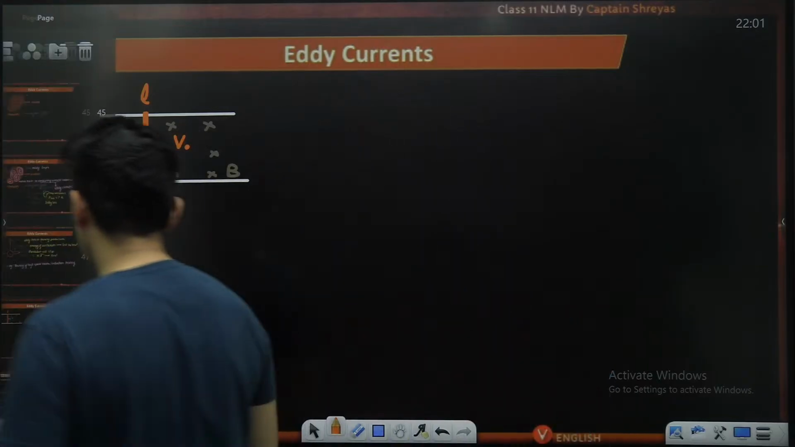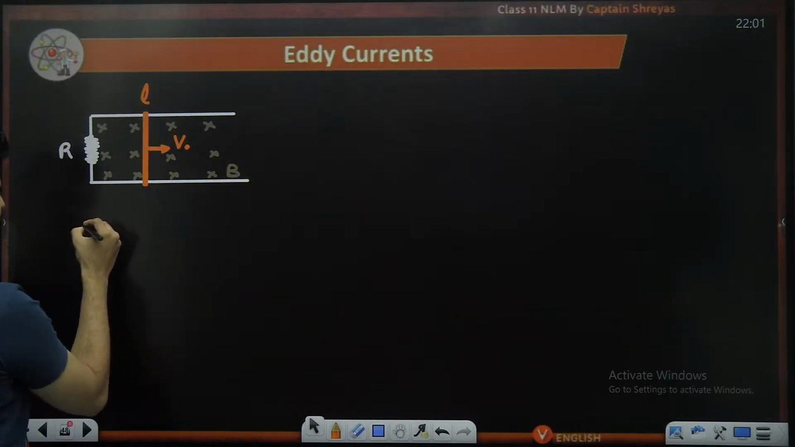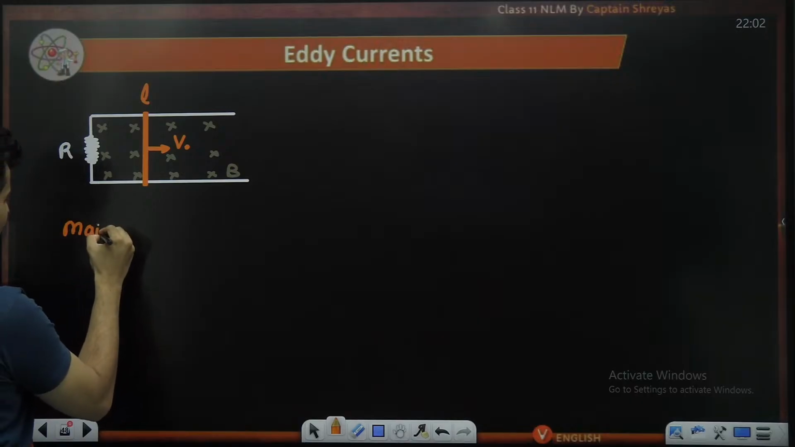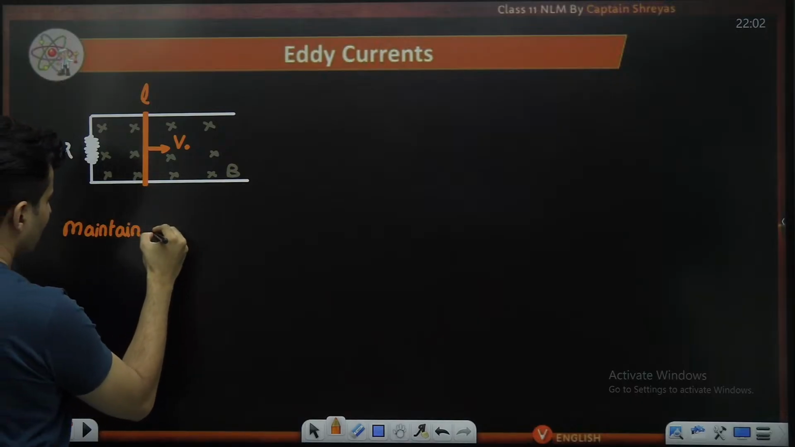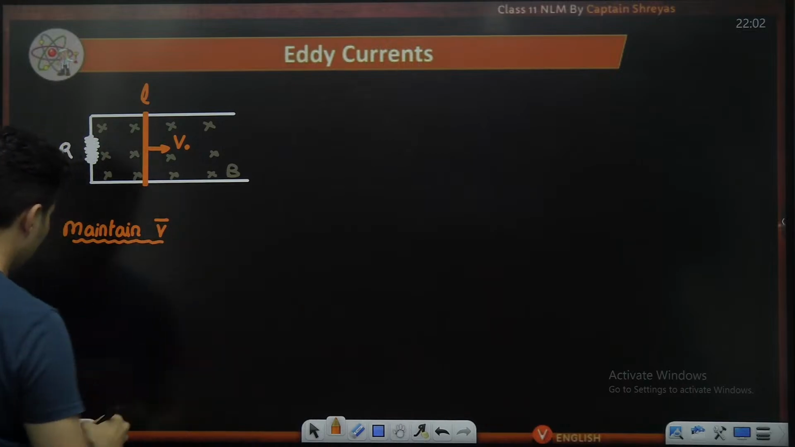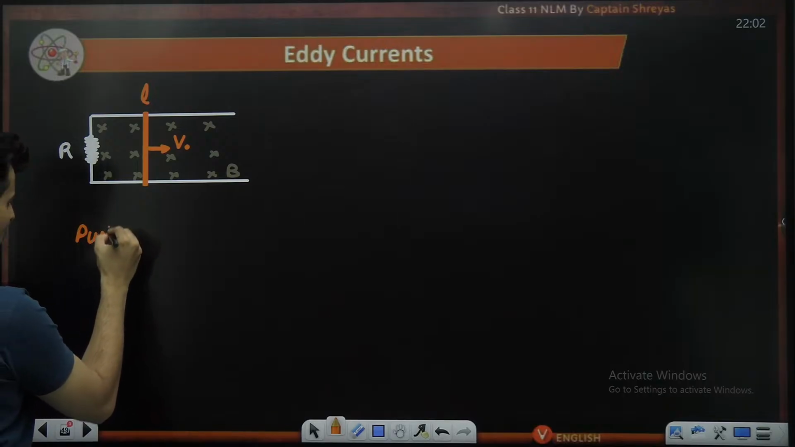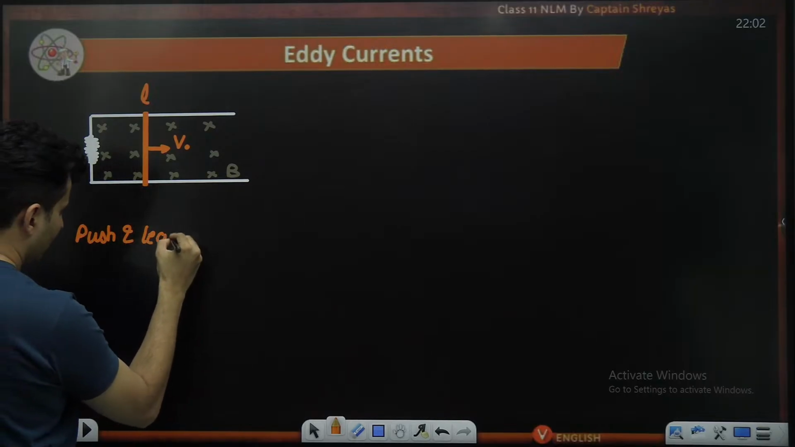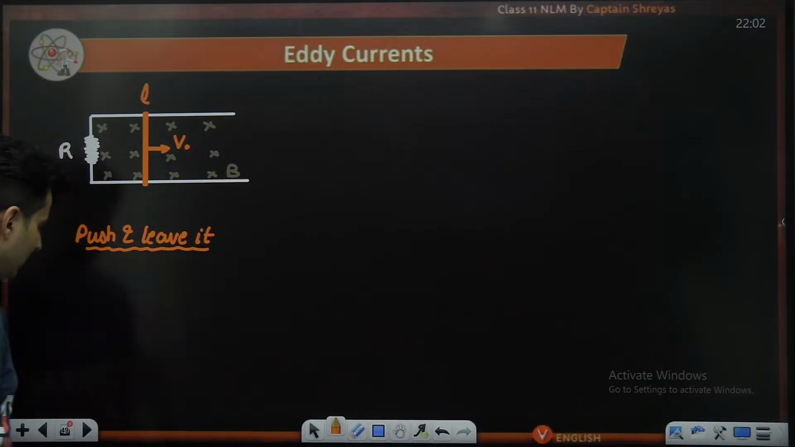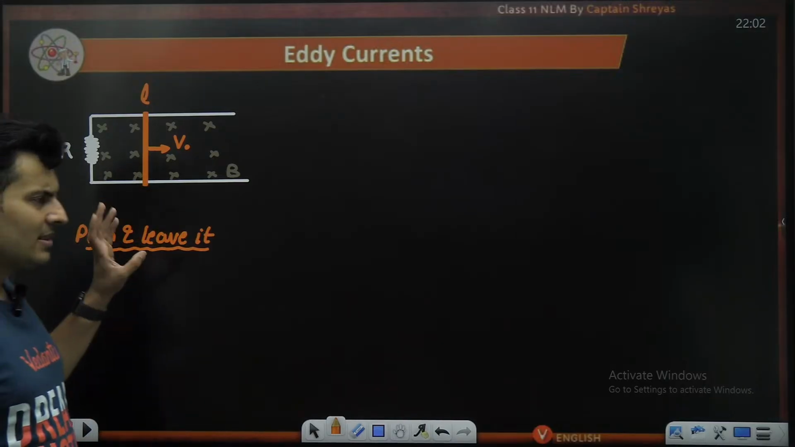Okay. Now there are two scenarios in this. First scenario, you have to maintain the velocity. Second scenario, you push and leave it. You push that particular rod and you leave it. What will happen in both the scenarios? Why is there a difference?